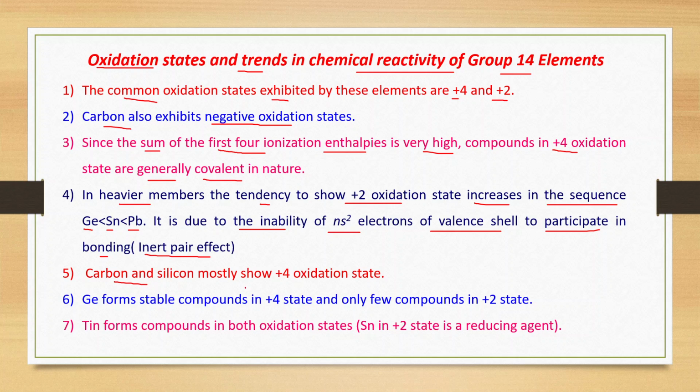Carbon and silicon mostly show +4 oxidation state. Ge forms stable compounds in +4 state and only a few compounds in +2 state. Tin forms compounds in both oxidation states. Sn in +2 state is a reducing agent.